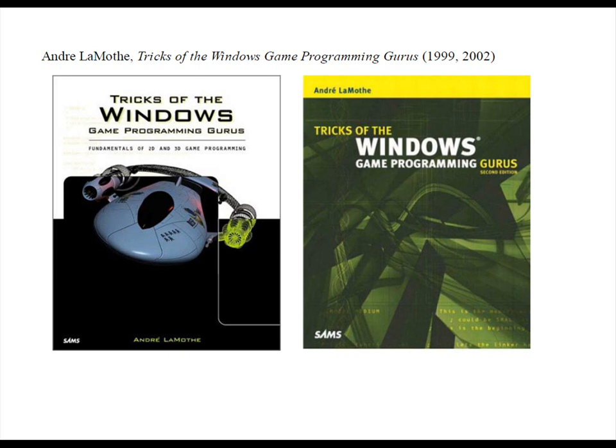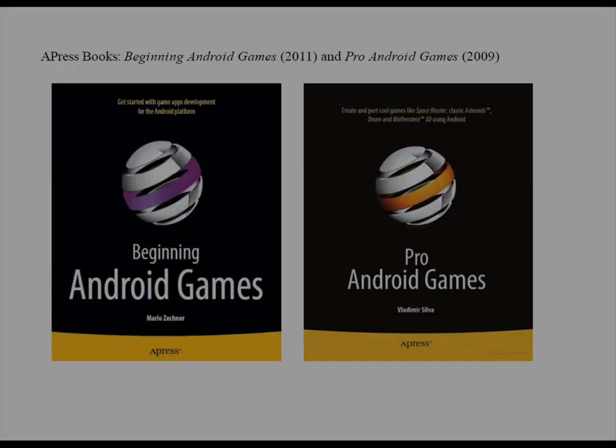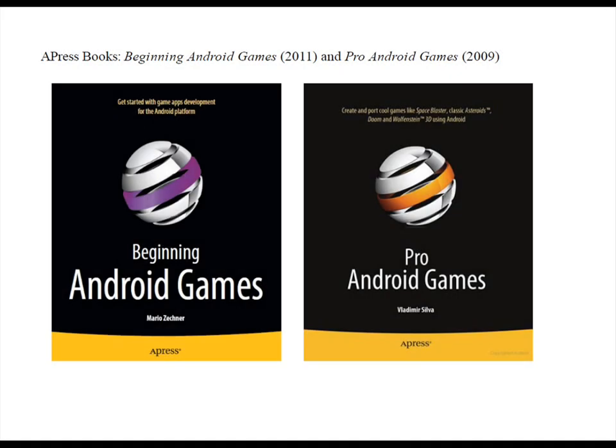So that's Andre Lamothe, Tricks of the Windows Game Programming Gurus, first and second edition, 1999 and 2002. These are books. Now, the second one I wouldn't recommend so much, as I've gone through it now. It's very old. Although I said Lamothe is 15 years old, that's still relevant because of the concepts in the book.